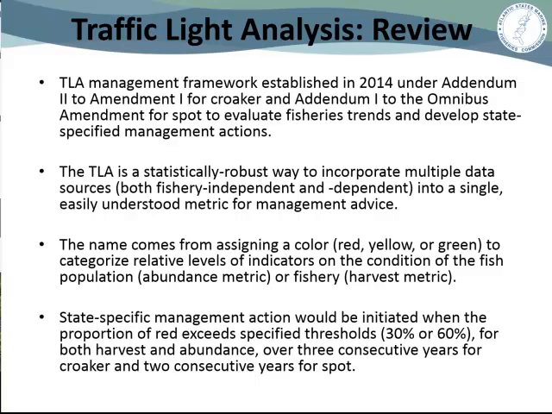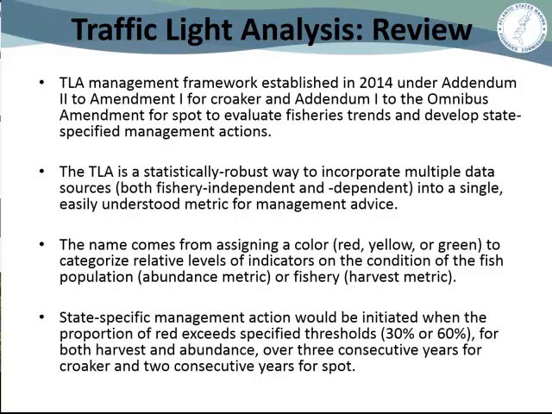The name simply comes from assigning different colors, red, yellow, and green, to categorize relative levels of indicators on the condition of either the fishery or the population or whatever metric you're going to use. State-specified management action would be initiated when the proportion of red in the index exceeds the specified thresholds, 30% or 60%, for both harvest and abundance, over 3 consecutive years for Croaker and 2 consecutive years for Spot. And that would be all the indices, not just 1 or 2 of them.